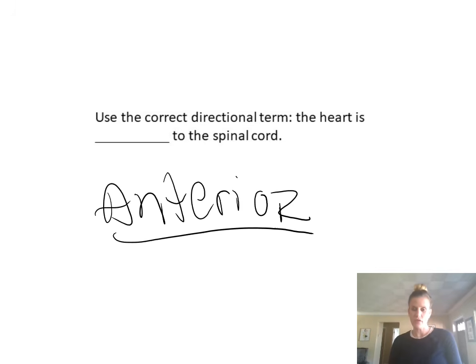Anterior means in front of. The opposite of that is posterior. So if I said the spinal cord is posterior to the heart, it's behind the heart, but the heart is in front of the spinal cord. The heart is anterior to the spinal cord.